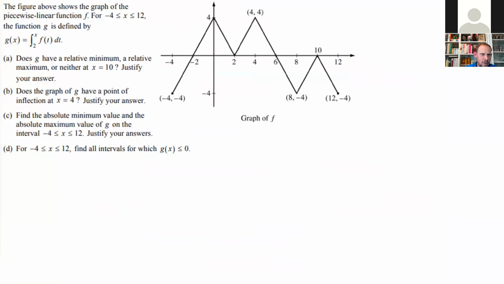So the figure above shows the graph of the piecewise linear function f between -4 and 12. The function g is defined as the integral from 2 to x of f of t dt. So we're starting at 2 and then integrating this function. That means the derivative of g is the function f. So does g have a relative minimum, a relative maximum, or neither at x equals 10? Justify your answer. In order to find where g has relative mins and maxes, we need to find its derivative.